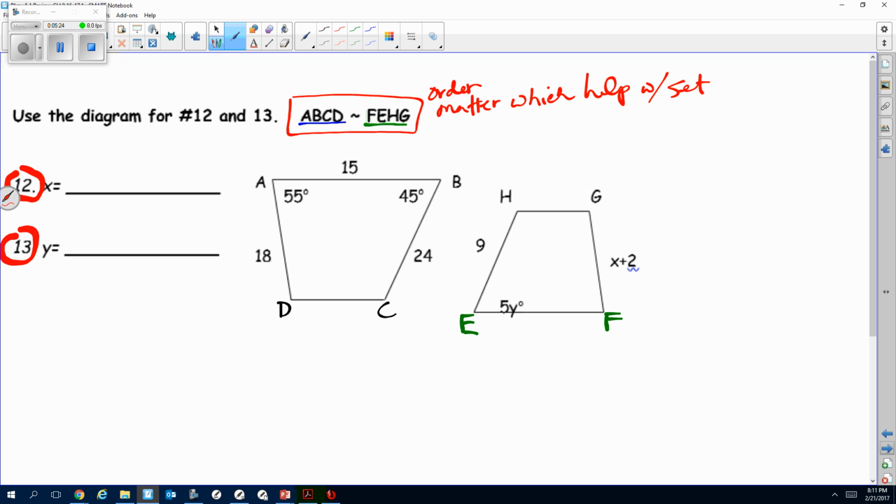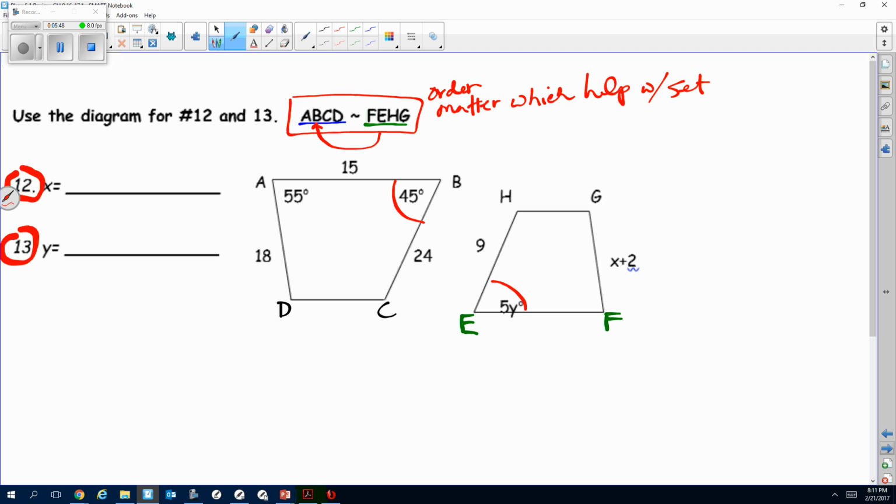Okay, so I'm going to take care of 12. You're going to take care of 13. For 12, you're going to write a proportion, kind of like what we did on the one before. So what we have here, we're trying to solve for y. Y is angle E. Angle E corresponds with B, because E is the second letter, so B is the second letter. So over here, there's B.